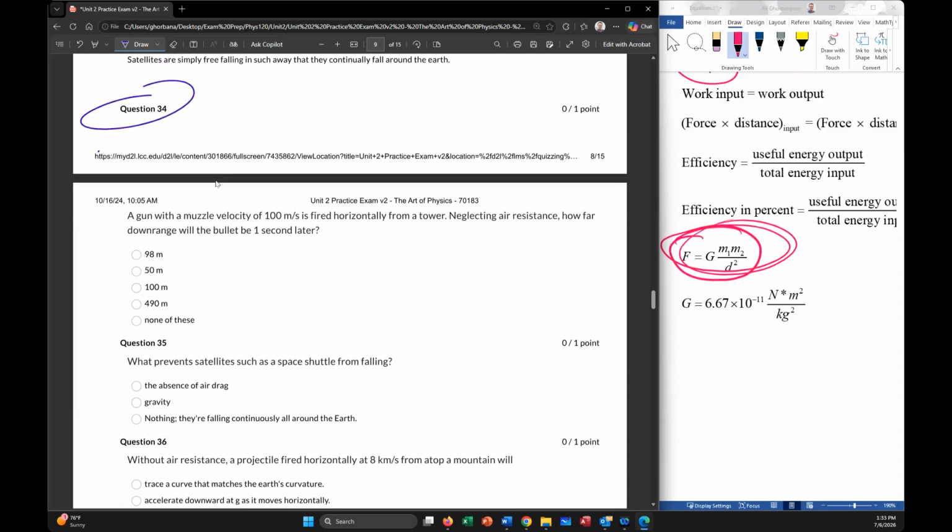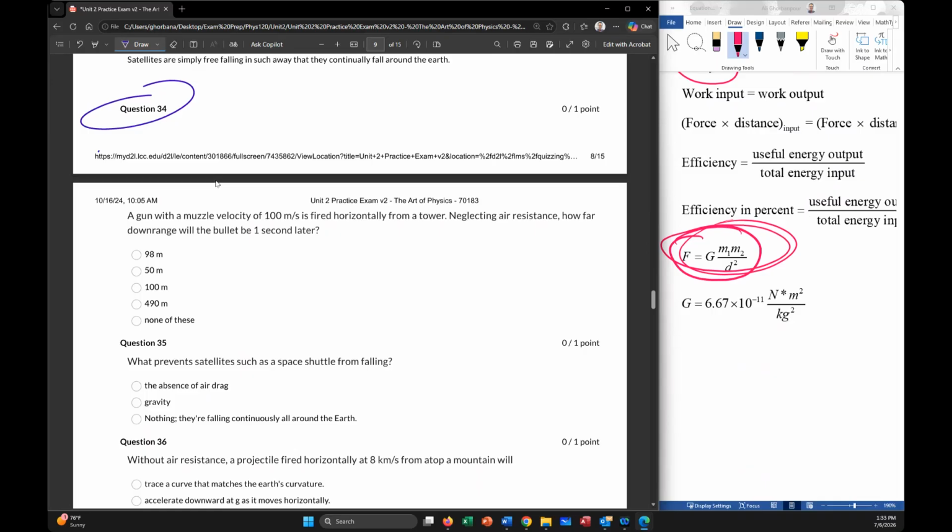A gun with a muzzle velocity of 100 meters per second is fired horizontally from a tower, yes? Neglecting air resistance, how far down range will the bullet be 1 second later? Okay, that's a good question.